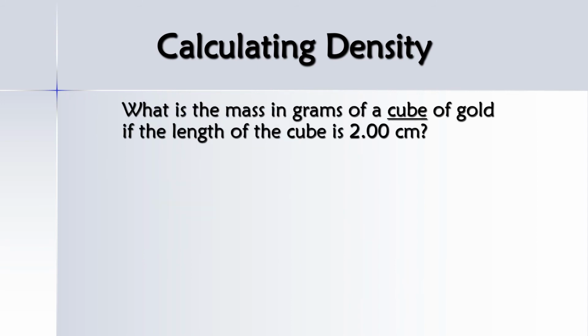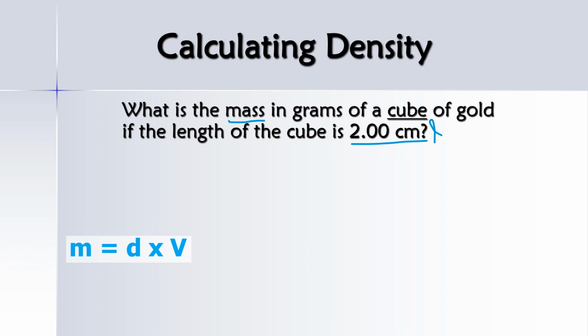Next up, we have to find the mass of a cube of gold if the length of the cube is 2 centimeters. Now here, they're asking for the mass, and all the information that they have provided us is just the length of this cube. So to find the mass, we know the equation for the mass, right? We need the density and we need the volume. So how do we find that?